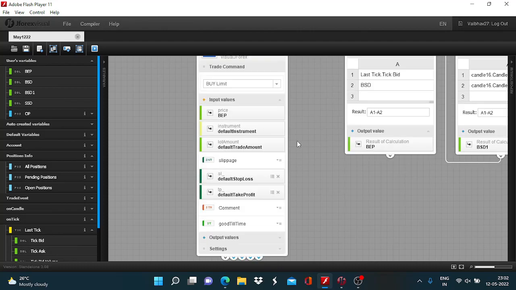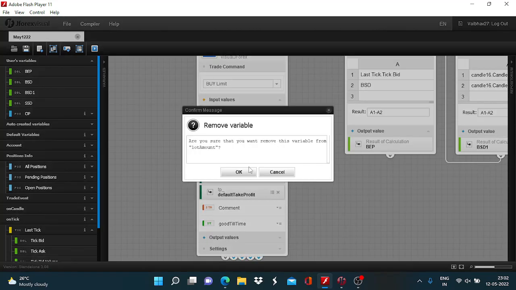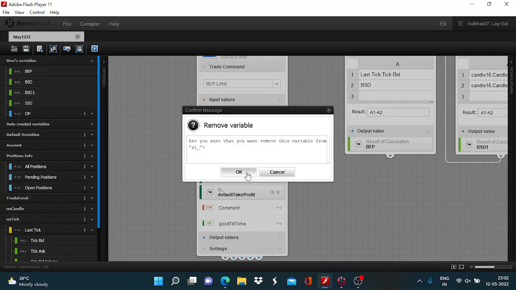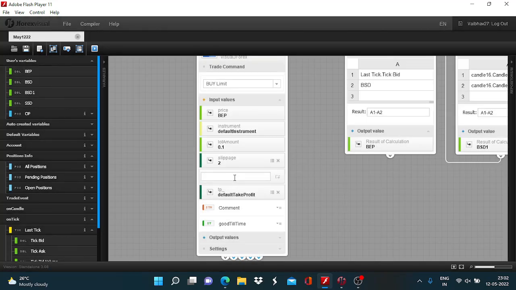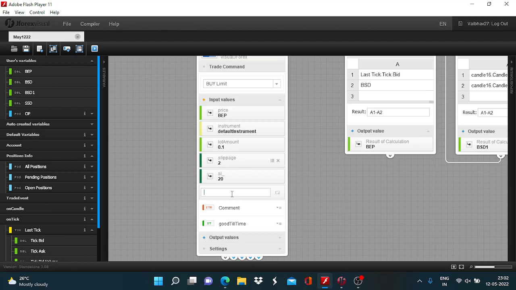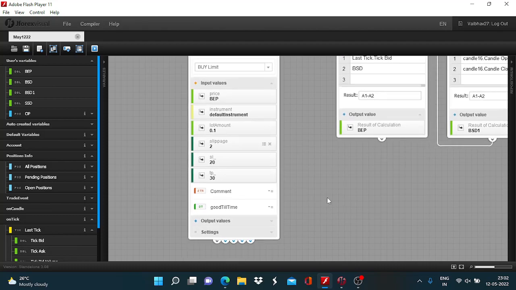Default instrument remains as it is. Trade amount I will change to 0.1 million. Slippage is going to be 2 pips. Stop loss we will go with a fixed ratio this time around. So I will go with a stop loss of 20 pips and take profit of 30 pips. Okay. For the validity, we will keep it valid for 2 hours.